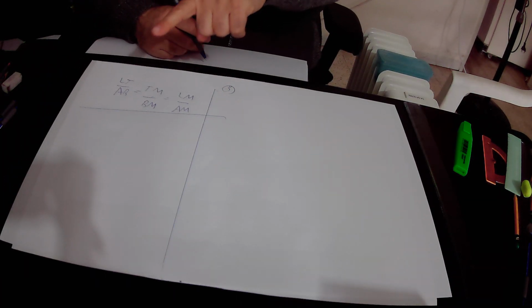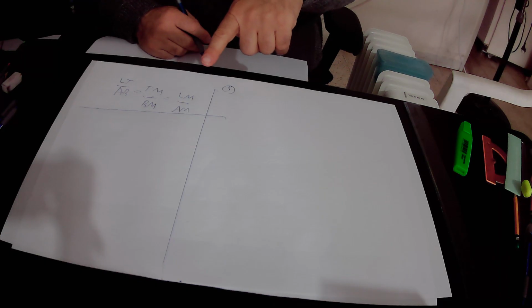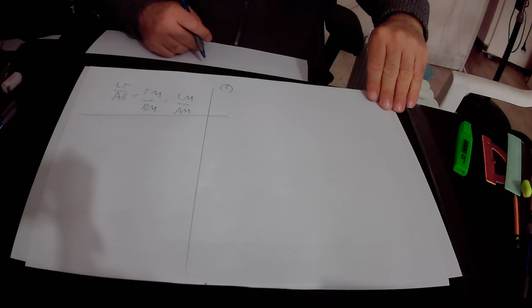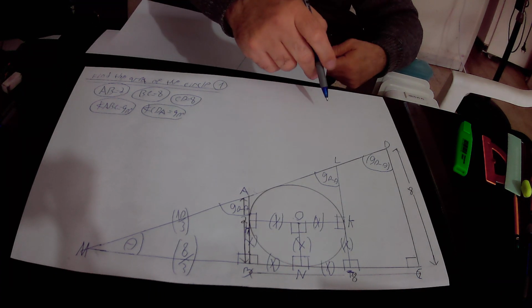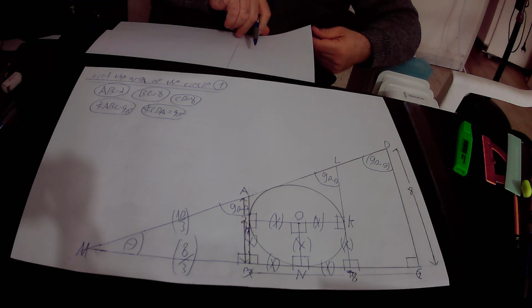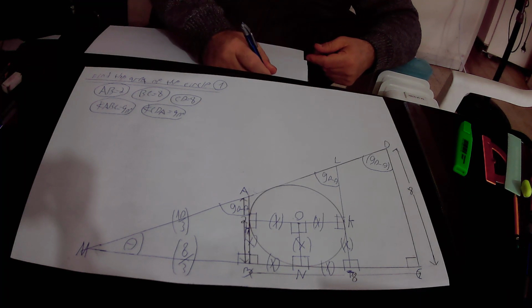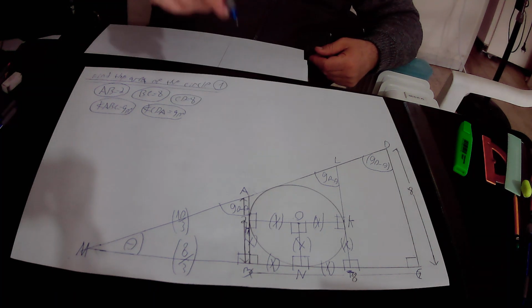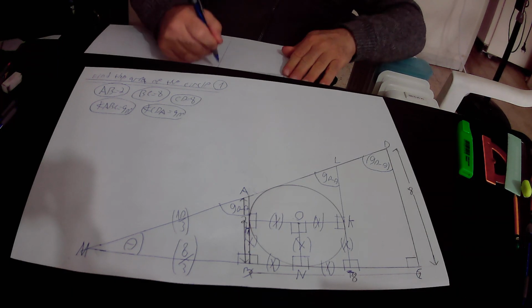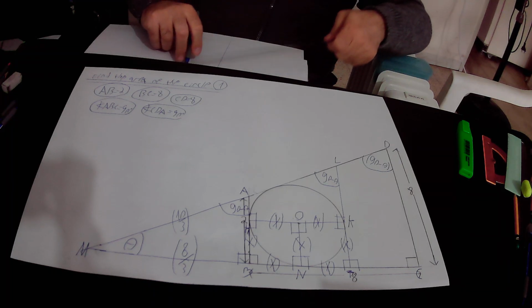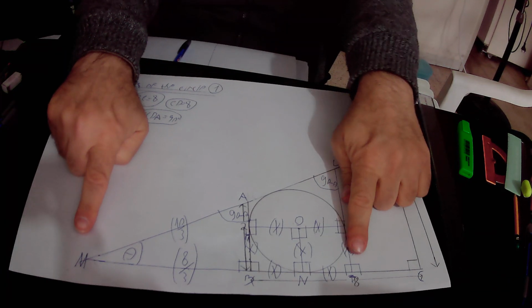So we found out that LT over AB equals TM over BM, and it is also equal to LM over AM. Here we have side LT. Side LT is the missing side, so we leave it as it is, over AB. AB is 2, therefore we substitute AB by 2. And it is equal to side TM.